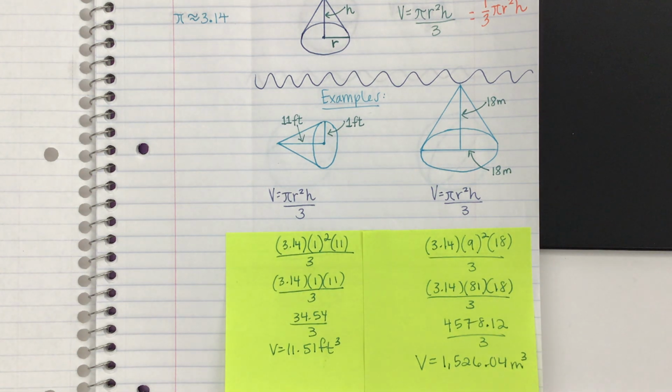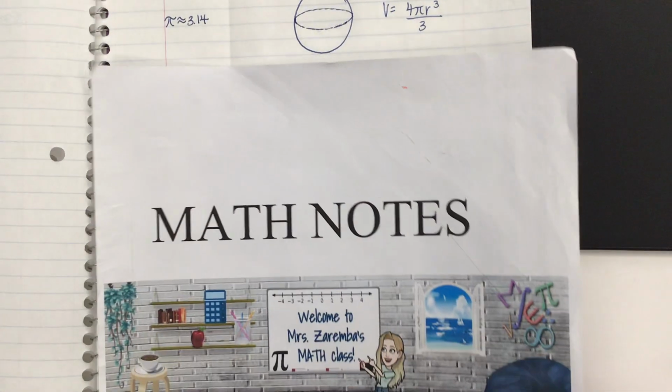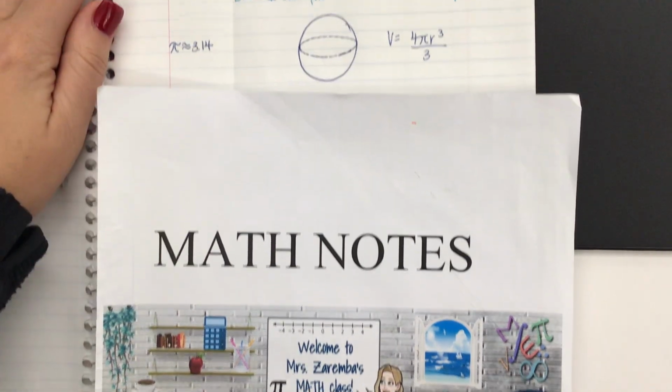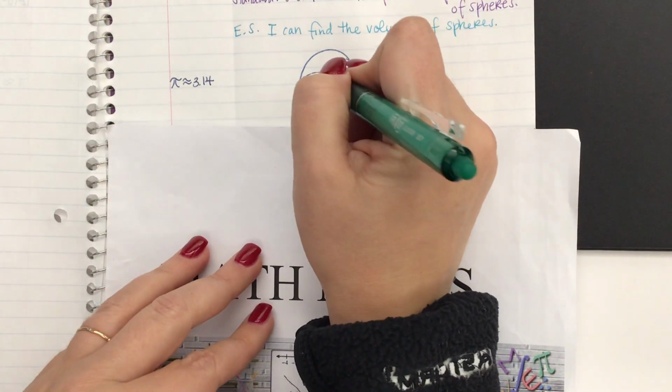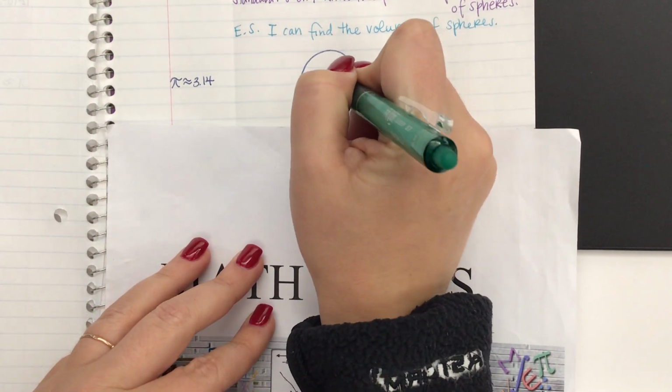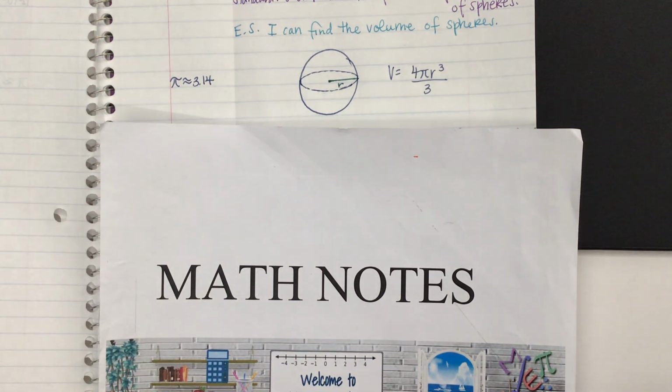Feel free to pause the video at any time to write down what you have missed. Okay, and lastly, we have the sphere. Here we go. Here's our sphere. Forgot to label the radius. Okay, so here's our sphere.